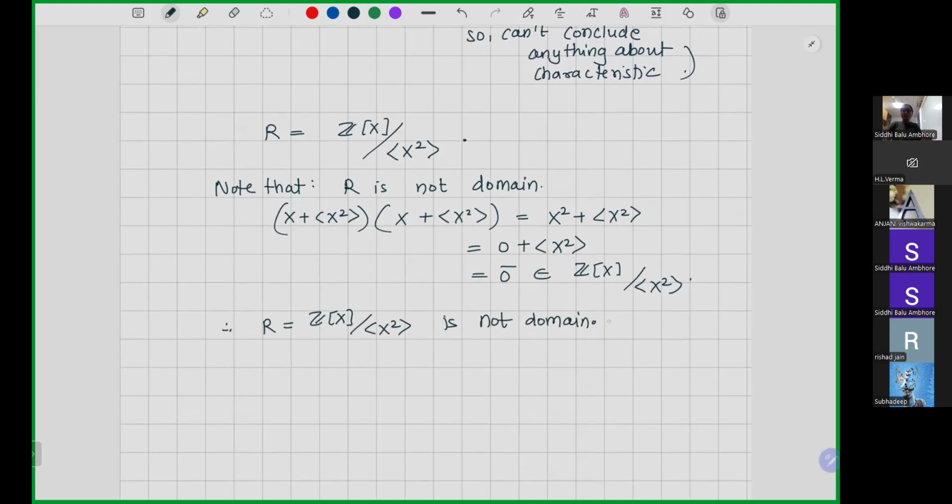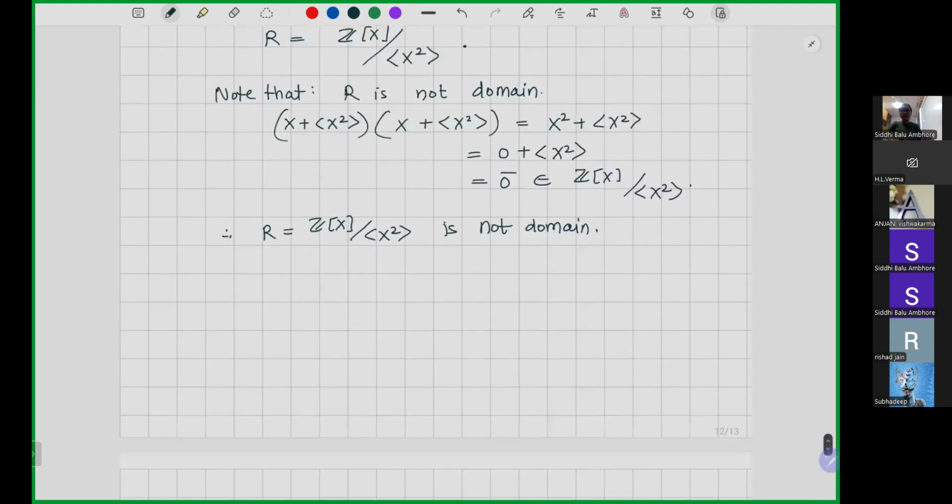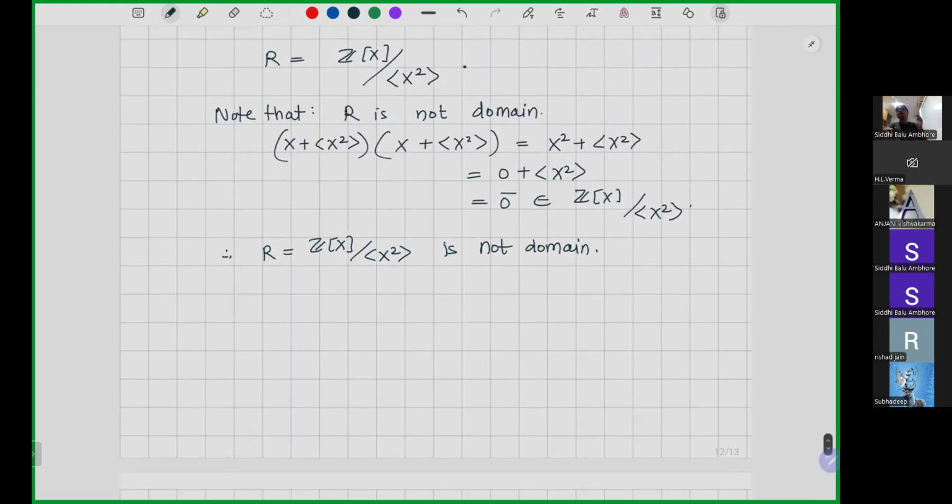Now, what can we say about its characteristic? How to conclude that the characteristic of this ring is non-zero? Sorry, the characteristic is 0.